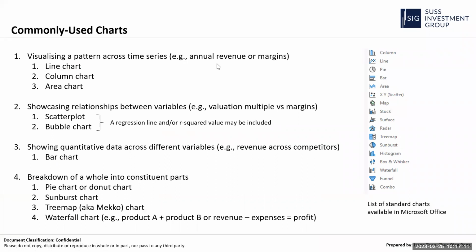For example, if you want to look at a pattern across a period of time, like your revenue over the past few years, then you would use a line chart, column chart, or area chart. With all these, the x-axis is basically your time, for example 2020, 2021, and so on. And the vertical axis, the y-axis, shows the variable you're trying to display, like your revenue or net profit and so on.